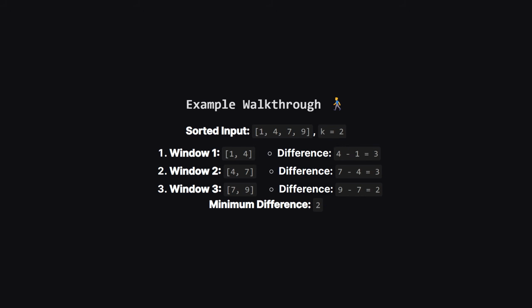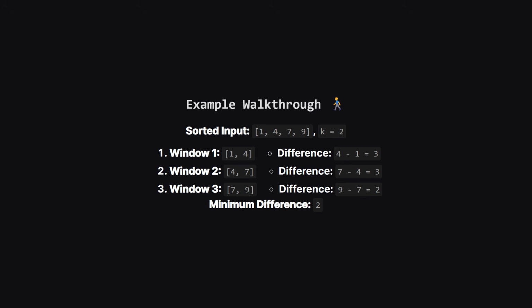Let's walk through the example with this sorted strategy. Our sorted list is 1, 4, 7, 9, and we need groups of size 2. First, we look at the first two numbers, 1 and 4. The difference is 4 minus 1, which is 3. Next, we slide our window one step to the right. Now we have 4 and 7. 7 minus 4 is also 3.